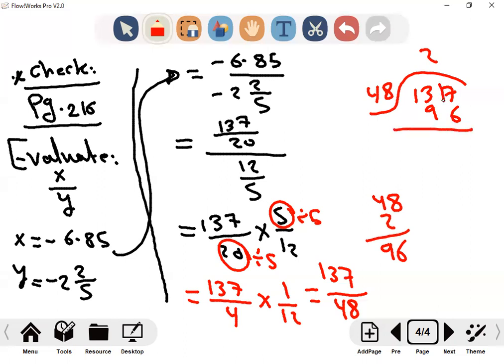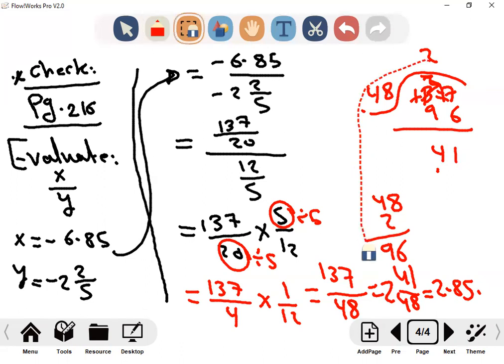Subtract: 7, 2, why? 1, 13, 14, right? 41. So the answer is what? 2 and 41 over 48. If you want to turn it to decimal, you just divide 41 by 48. The answer will be 2.85. This is your check. Copy it, please.